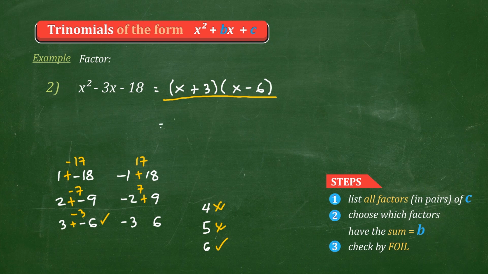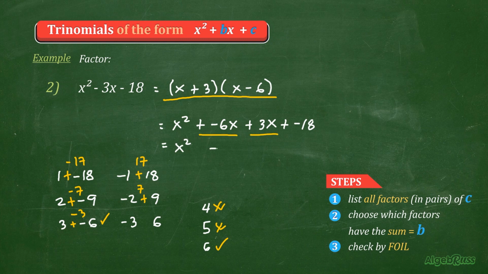x times x is x squared, plus x times negative 6 is negative 6x, plus 3 times x is 3x, plus 3 times negative 6 is negative 18. This is equal then to x squared. Combining the outer and inner terms, negative 6x plus 3x is negative 3x. And finally, copy minus 18. This is equal to our trinomial here. Thus, our factors x plus 3 times x minus 6 must be correct.